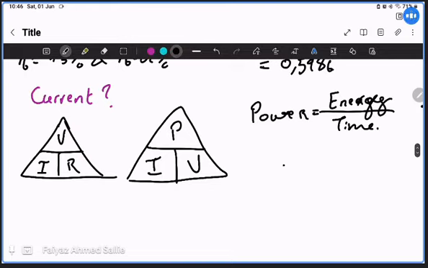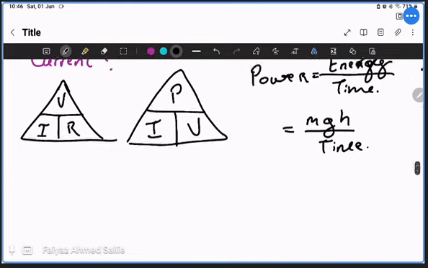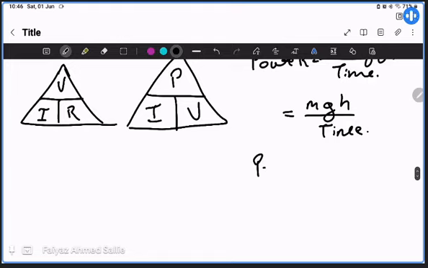So we know to calculate gravitational energy, it's going to be mgh over time, right? So the power out, yes sir.